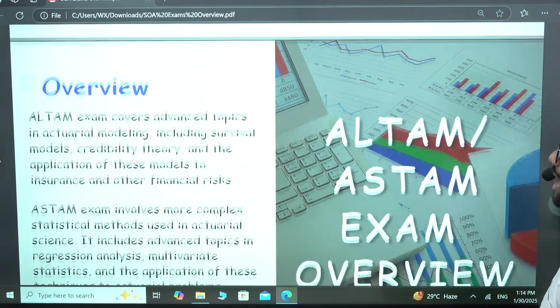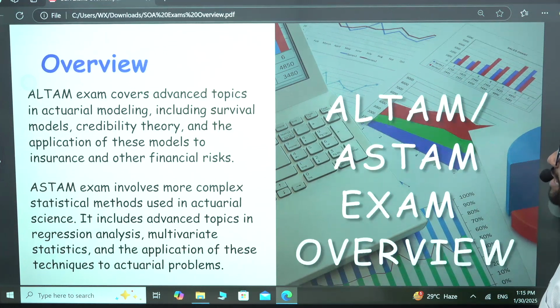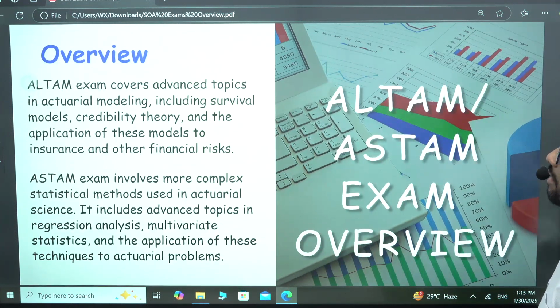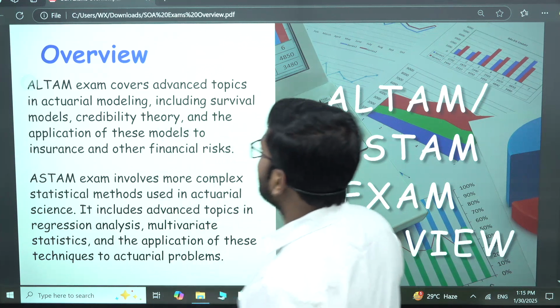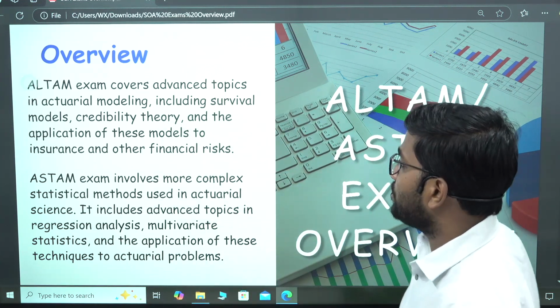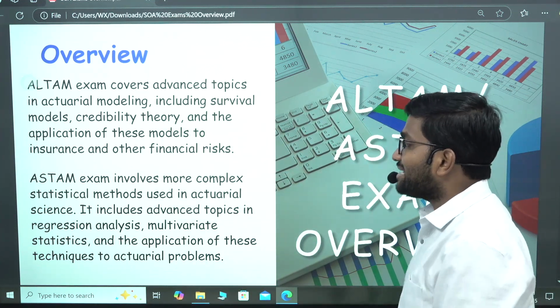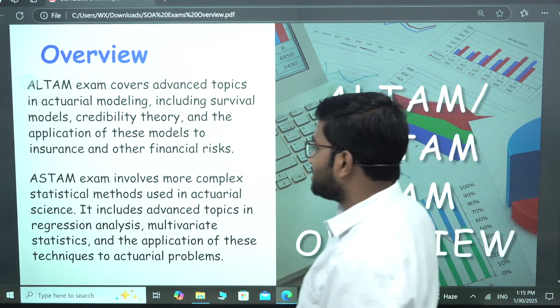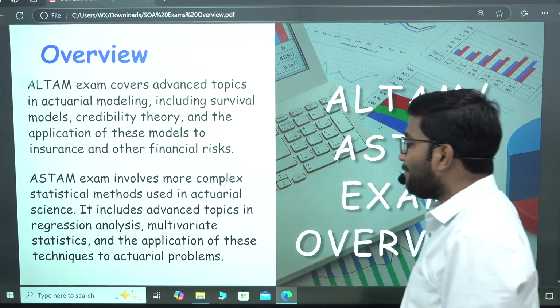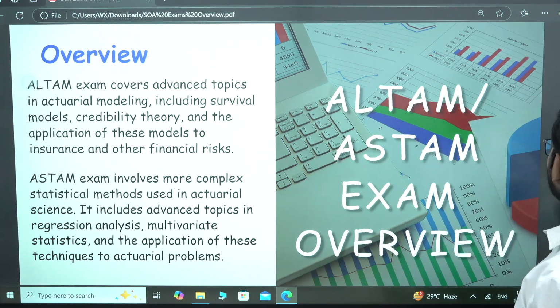Now we talk about the ALTAM and the ASTAM exams. ALTAM is basically advanced topics in actuarial modeling, including survival models, credibility theory, and the application of these models to insurance and other financial risk. ASTAM is basically complex statistical methods used in actuarial science. It includes advanced topics in regression analysis, multivariate statistics, and the application of these techniques to actuarial problems.